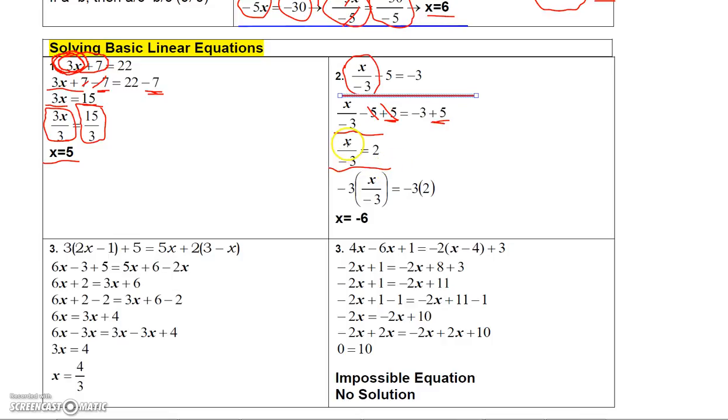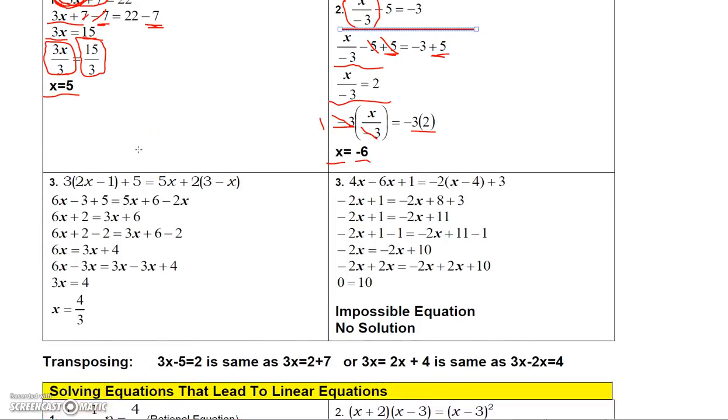Now, I want to figure out a way to get rid of this -3. Well, I just showed you that when you have a variable divided by some number and you want to eliminate that number, just multiply by that number. So if I'm dividing by -3 here and I want to eliminate the -3, I just want to multiply this expression by -3. And then, of course, remember, -3 over -3 is just 1, and 1 times x is simply x. And then, since I multiplied this side by -3, I got to multiply the other side by -3, and -3 times 2 is -6. So that's how we solve some basic linear equations.